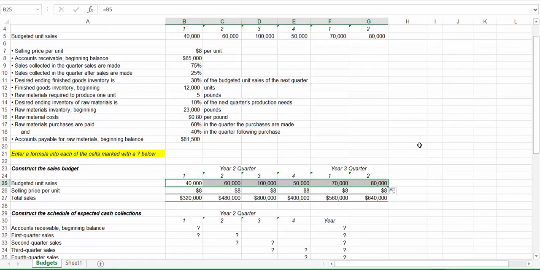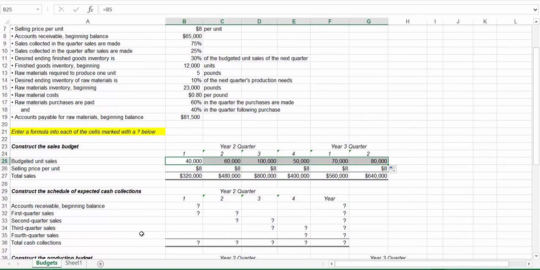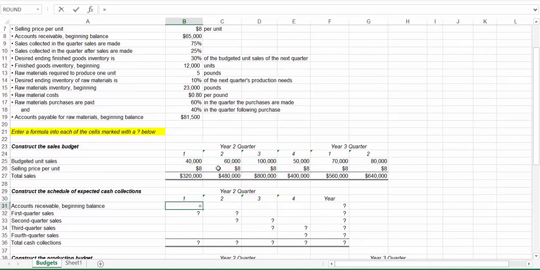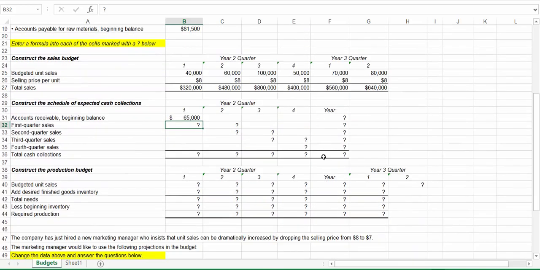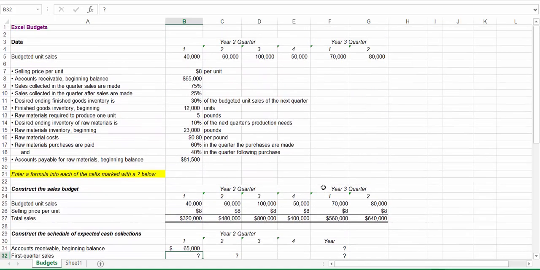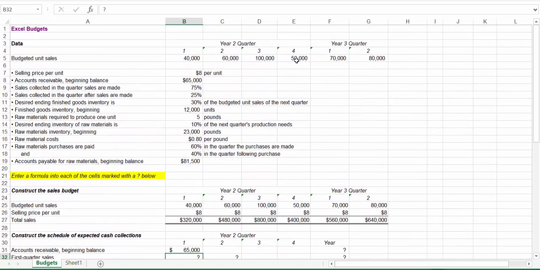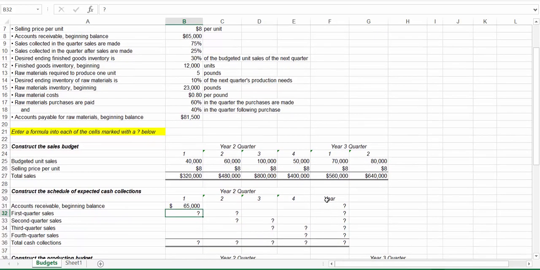All right, so next up we're going to do the schedule of cash collections. I'm not going to do the whole thing, but I'll get us started. So our accounts receivable beginning balance is the number that they give us here. Now the thing to be careful of when you're working on these budgets is the years. Be careful because you end up with the year total over here. So you can't drag all the way across because if you drag across from 4, then you get to the next year 1 when you really want a year total. So you have to make sure that you stop here and then add up your numbers.